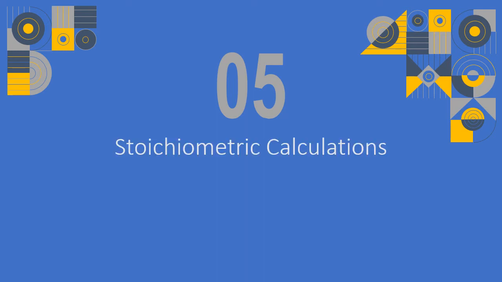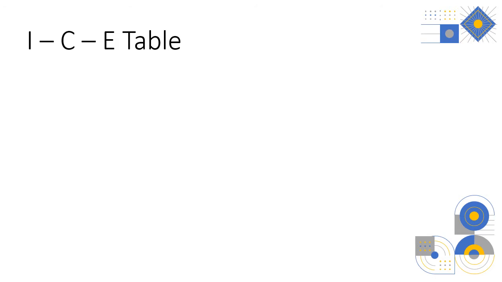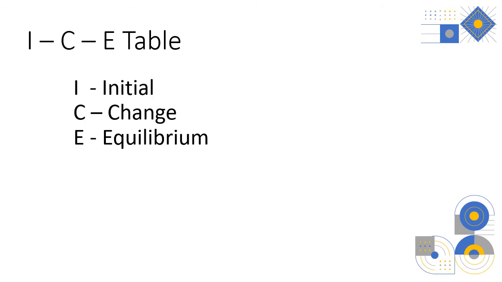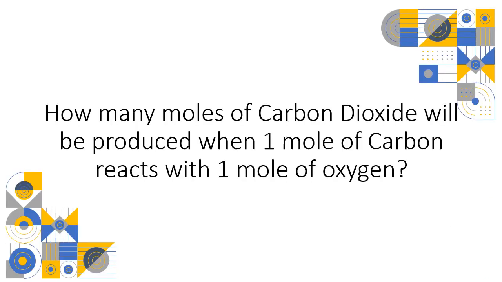Now that we know how to balance our equations, let's move to stoichiometric calculations. We will review the ICE table, the limiting reactant, and the excess reactant. Let's proceed. So what is an ICE table? An ICE table is your initial, change, and equilibrium table. So this will help us in calculating the amounts of chemical species at the end of every reaction.